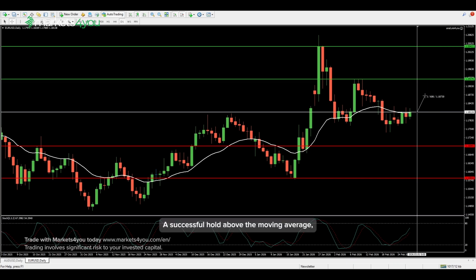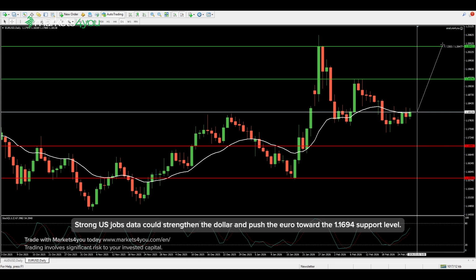A successful hold above the moving average, combined with inline or lower Eurozone inflation data on Tuesday, could support a move toward the 1.1928 resistance level. However, Friday's US non-farm payrolls will be the key event. Strong US jobs data could strengthen the dollar and push the euro toward the 1.1694 support level.